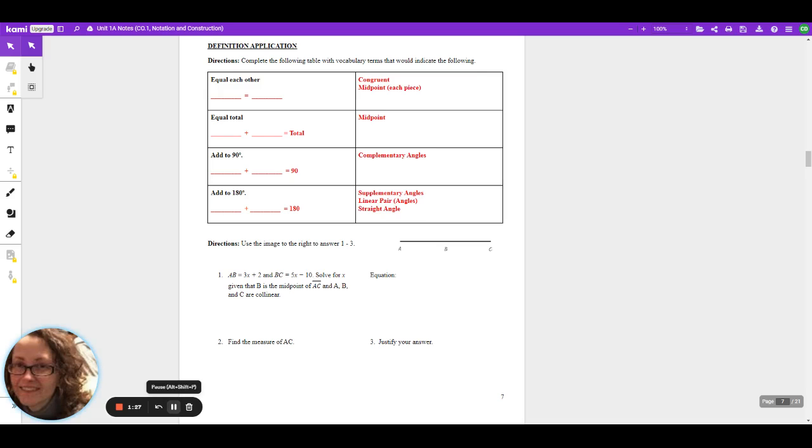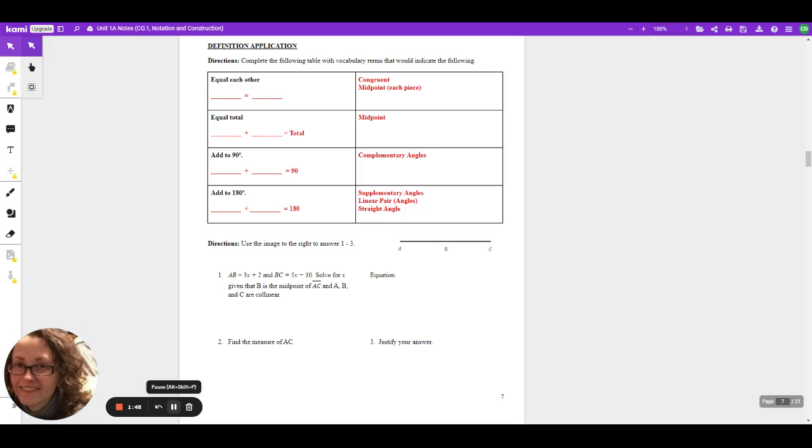How many geometric terms did you come up with? I'm showing my answers here. You should at least have these terms added to your table. Were you able to come up with any additional terms? Great! If you need to pause the video to make sure that you have these terms, please do so.